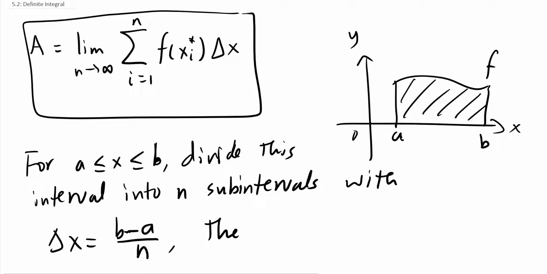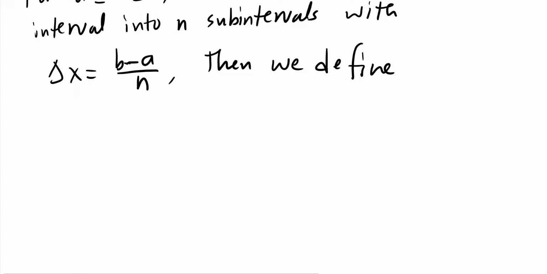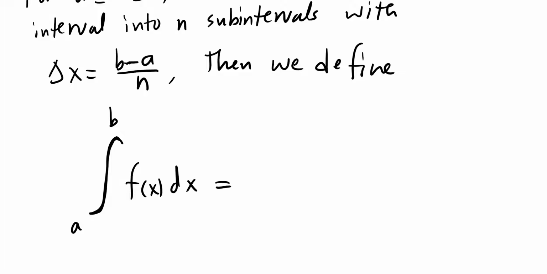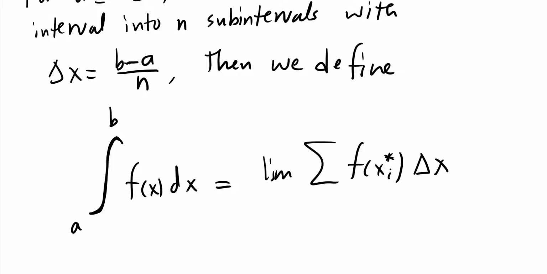Then I'm going to introduce a definition. We define the integral. See, this sign looks like a stretched s. The integral sign of f of x dx from a to b is the limit of the sum of f of x_i star delta x, i goes from 1 to n, as n goes to infinity.